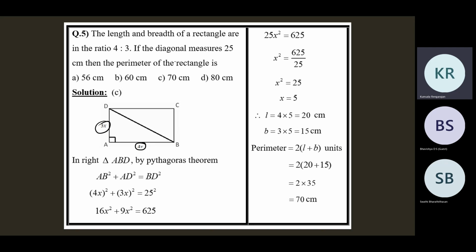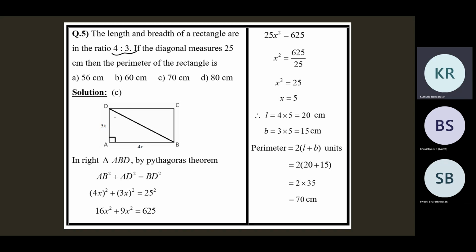Why should we find BD? Because it's given that the diagonal measures 25 centimeters. So we need to make use of that information. The ratio of the length and breadth is given, so 4x, 3x. And then the length of the diagonal is given. So how do you connect? We need to connect the information given.